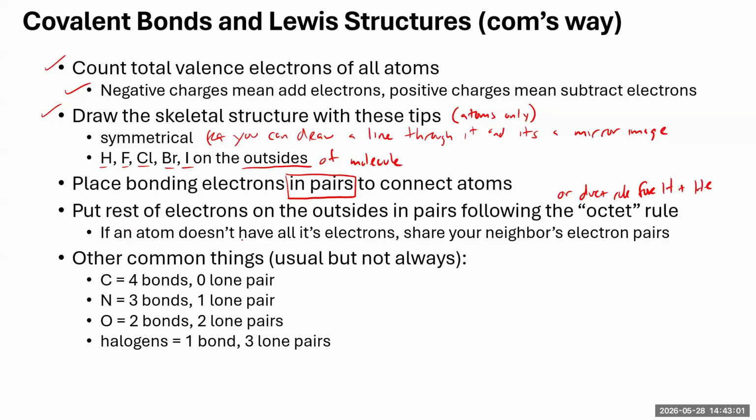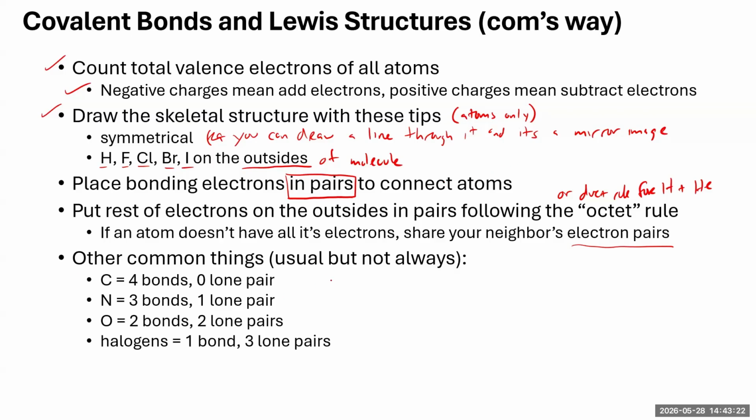All right. If an atom doesn't have all its electrons, share your neighbor's electron pairs. Again, after you do all that and an atom doesn't have all its 8 electrons, or 2 electrons if it's hydrogen and helium, you're going to share your neighbor's electron pairs.